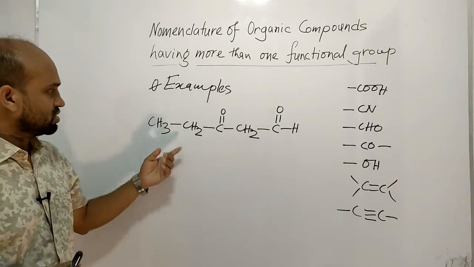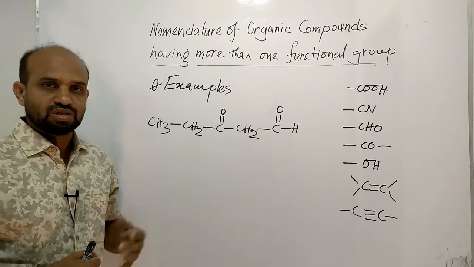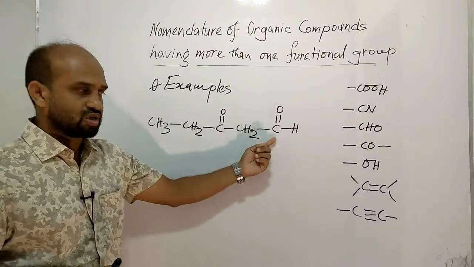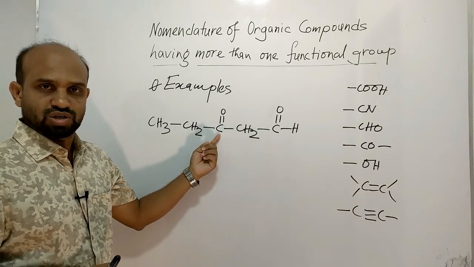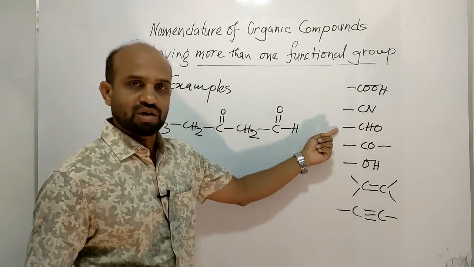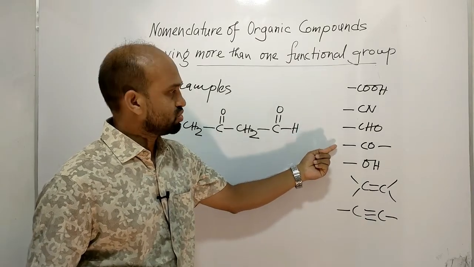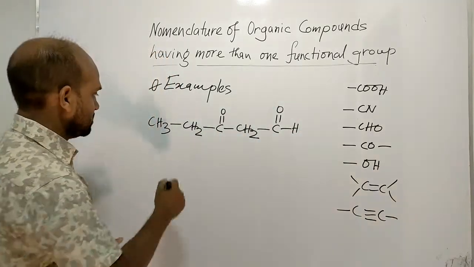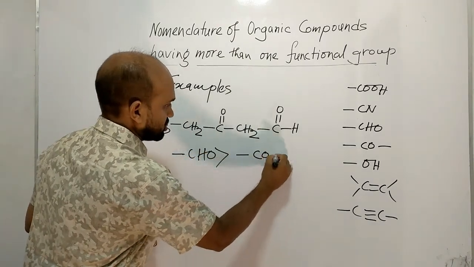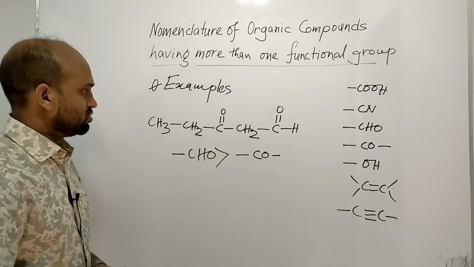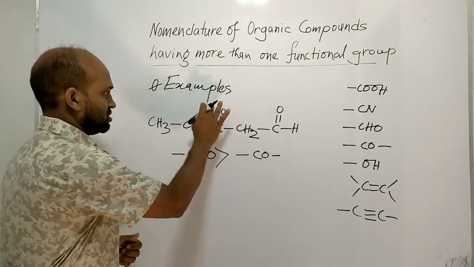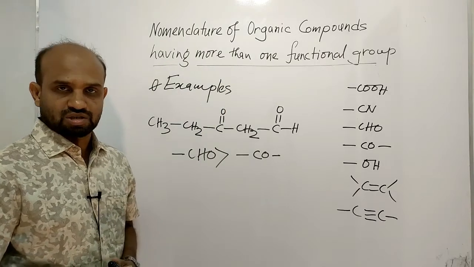The name of this compound. Here there are 2 functional groups. One is aldehyde group, another one is ketonic group. And from the priority series we see aldehyde group is prior to keto group. Let's write aldehyde group is prior to keto group. Now this is the compound aldehyde and oxygen is here substituent.